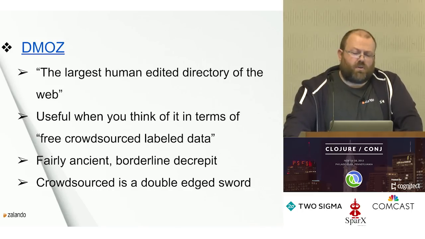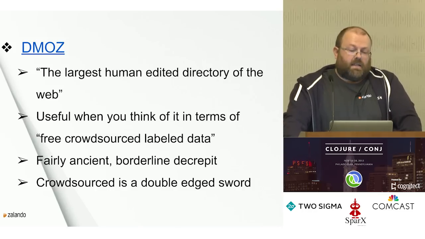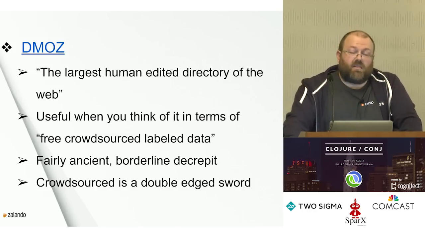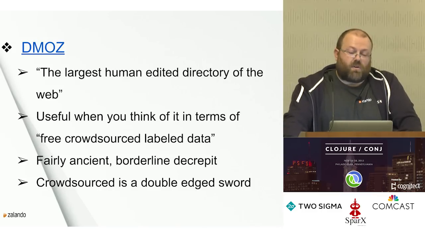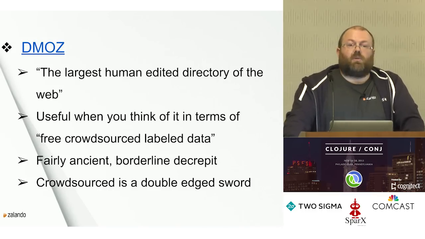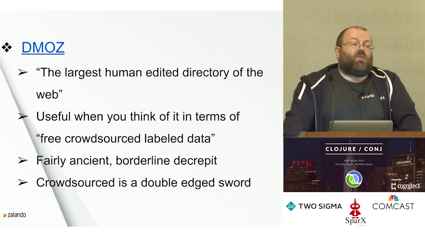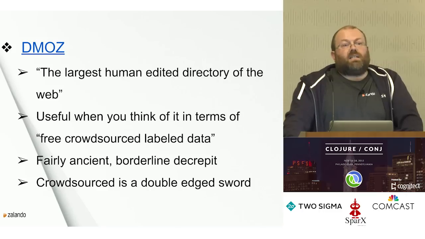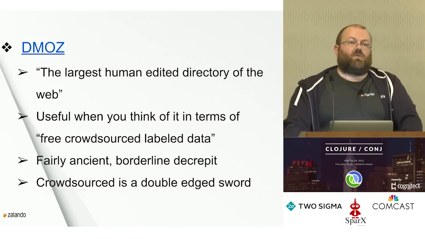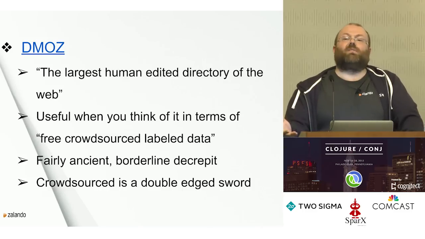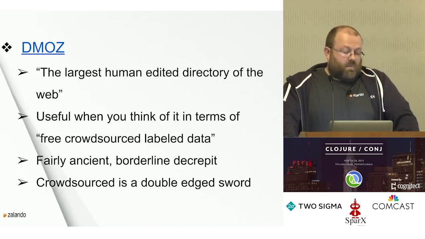It's pretty useful when you think about it in terms of free, crowdsourced, labeled data. Like all things Mozilla, it's kind of a dinosaur, though. And as with all crowdsourced things, there's a bit of a double-edged sword. We can't be entirely sure how accurate the findings are. But briefly, a DMOZ page will have a topic like fashion magazines or news or whatever, and it'll have a bunch of links under that topic. So we use that as pre-labeled data.